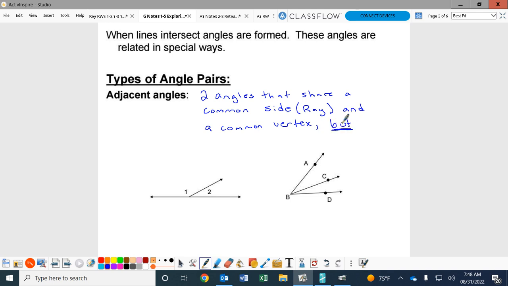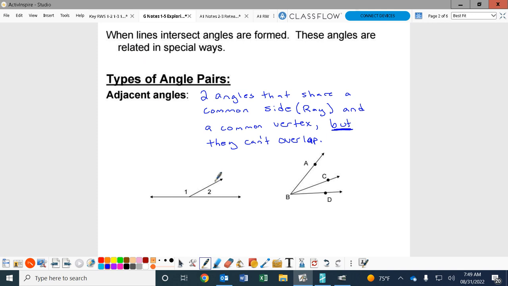But, this is the key. They can't overlap. Alright, that's an A. They can't overlap. The whole idea, guys, is they have to be beside each other, not over top of each other. If they're over top of each other, they can still share a common side, common vertex, but that does not make them adjacent. If they're going to be adjacent, they got to be next to each other.